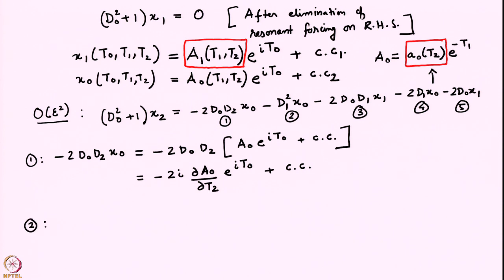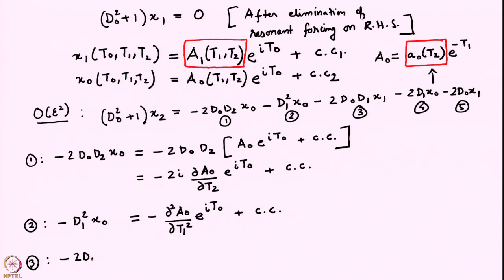The second term is minus d1 square x0. This is equal to minus del square A0 by del t1 square into e to the power i t0 plus again the complex conjugate of this term. The third term is twice d0 d1 x1.